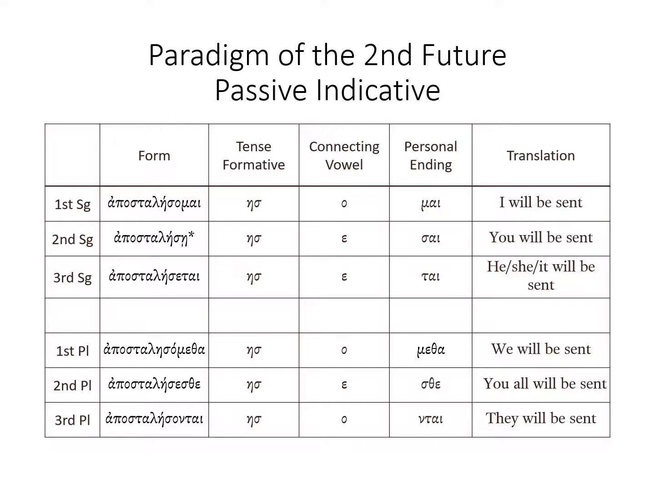So our paradigm for a second future passive, we have again our tense formative all the way down, wonderfully consistent with the connecting vowel. The same pattern with sai that we saw earlier. Again, the sigma between two vowels drops out. Alpha forces the epsilon to lengthen to eta, and that iota subscript's right underneath.